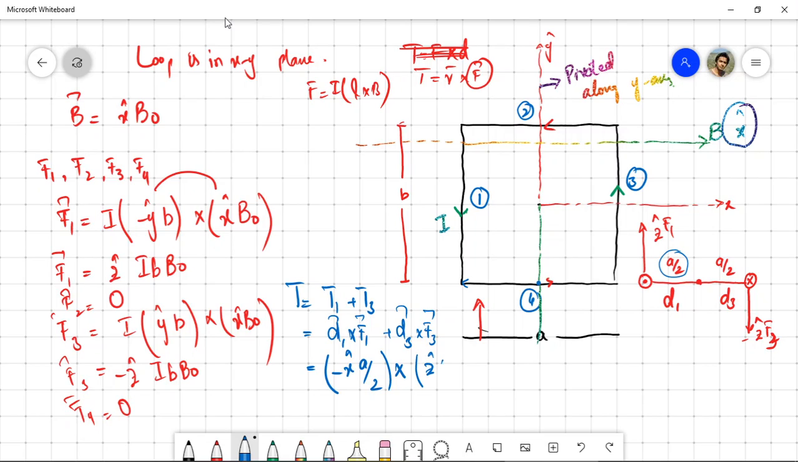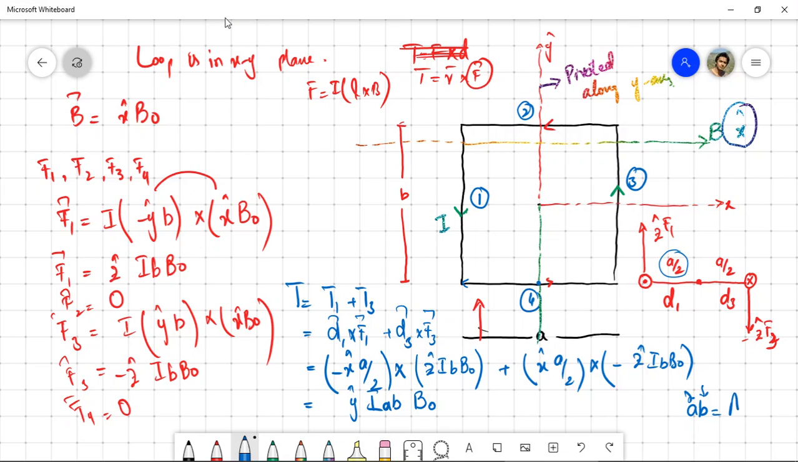F1 was z hat I b B naught, plus D3 was x hat a by 2 cross minus z hat I b B naught. So when we add it up, this is going to be y hat I small a small b B naught. And we know that small a and small b are length multiplied by breadth, that is equal to A. So we'll say that it is y hat I A B naught. So this is the total torque that is acting on this thing for this scenario specifically. But this is valid only when B is parallel to the plane of loop.